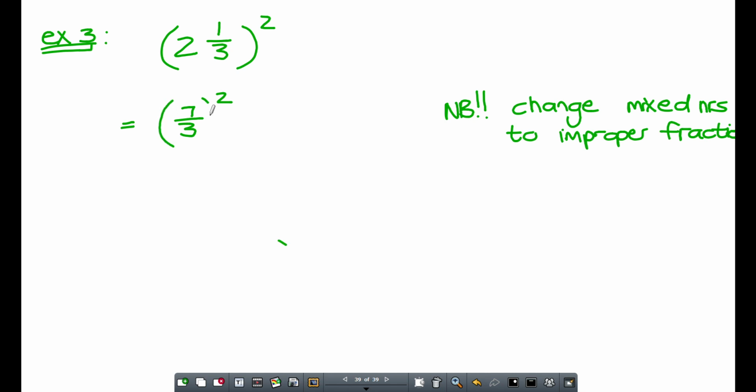Right, so from there we said you could have written 7/3 times 7/3, or you could have written 7 to the power of 2 over 3 to the power of 2. And that means that it's going to give you 49/9.